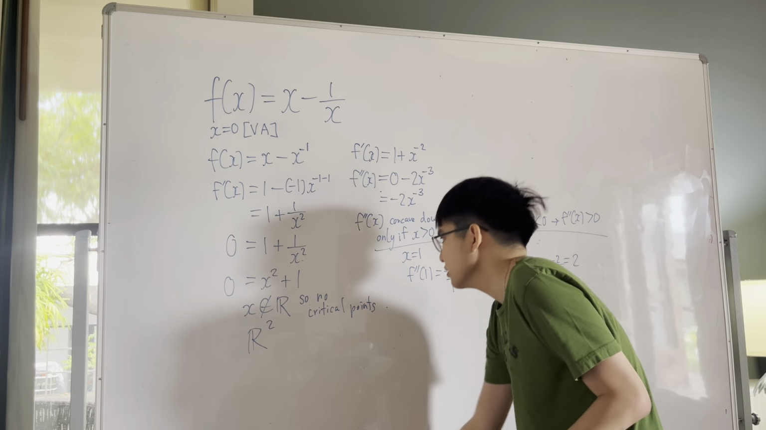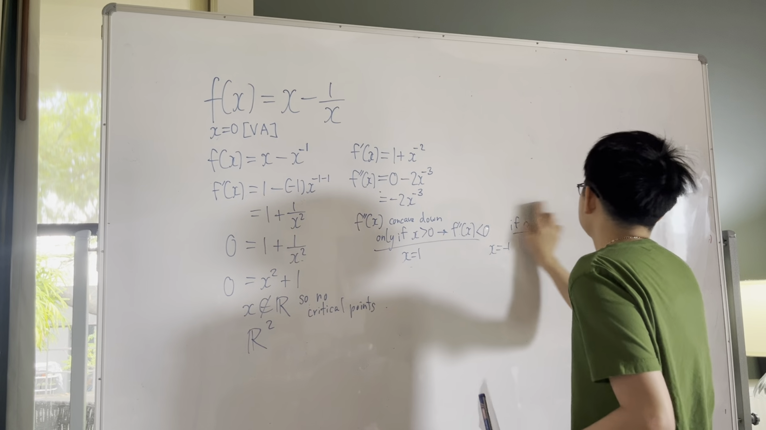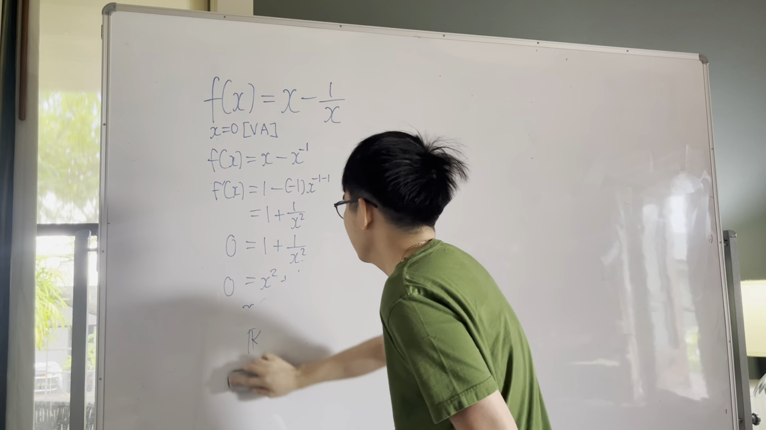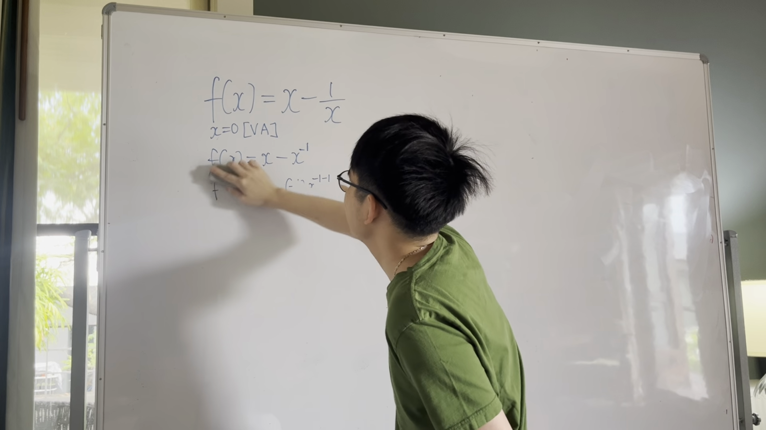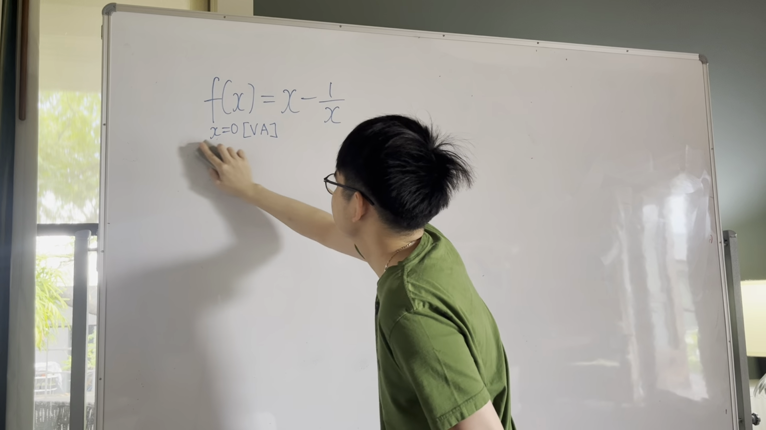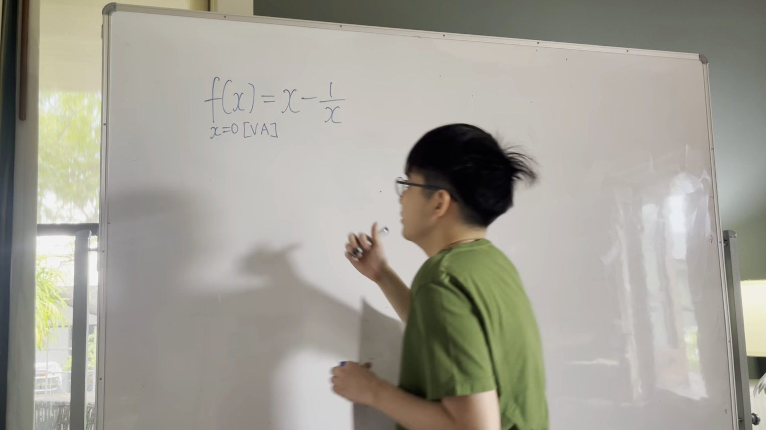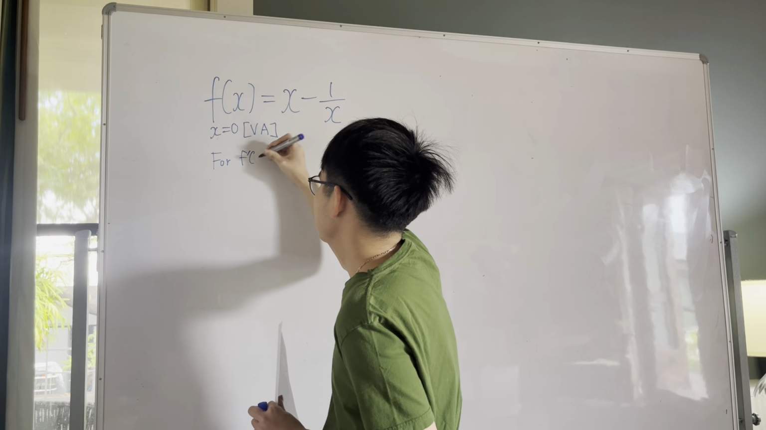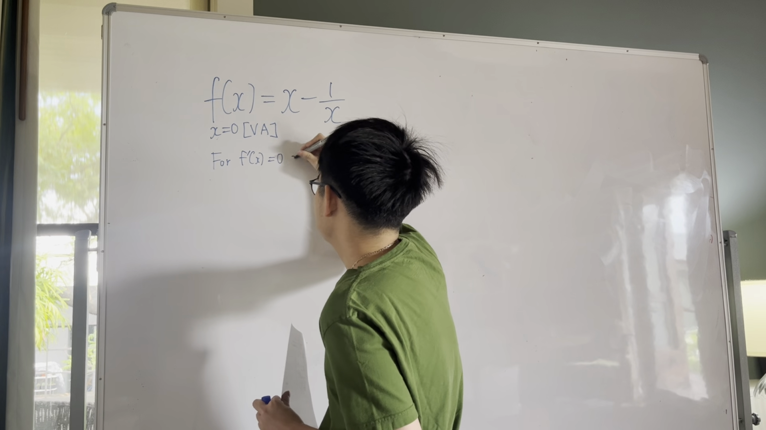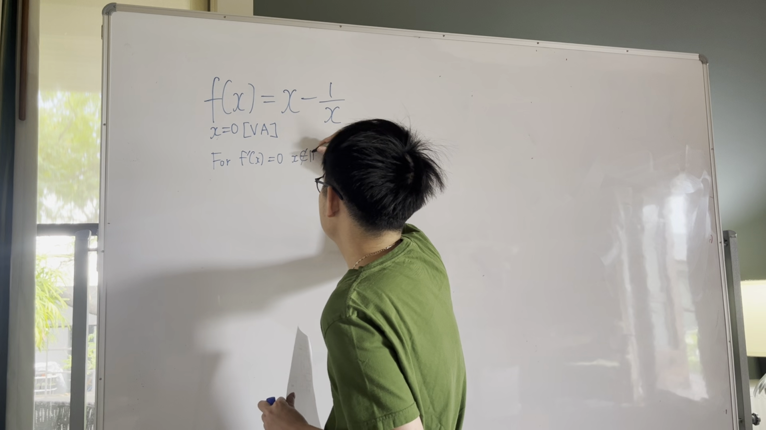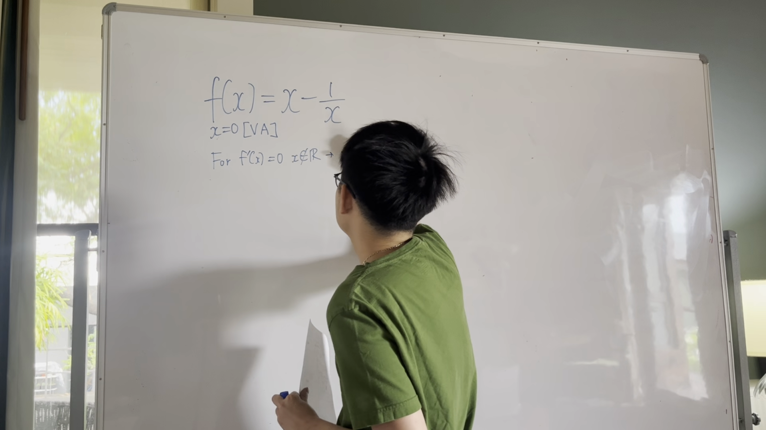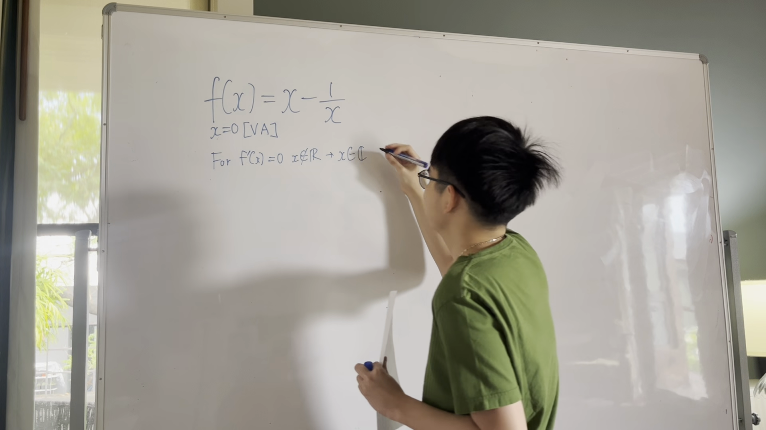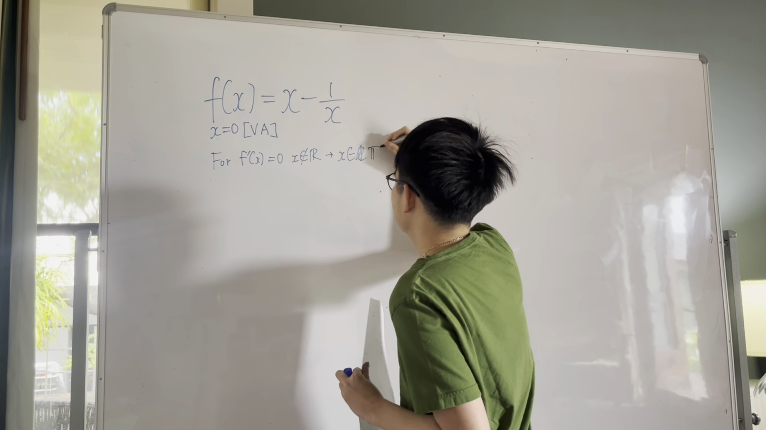So, to summarize, the most important thing we know is x equals 0 is a vertical asymptote. We also know for f prime of x equals 0, x is not a solution of the reals. It is in fact a solution of the complex numbers or imaginary numbers. Just put imaginary number here.